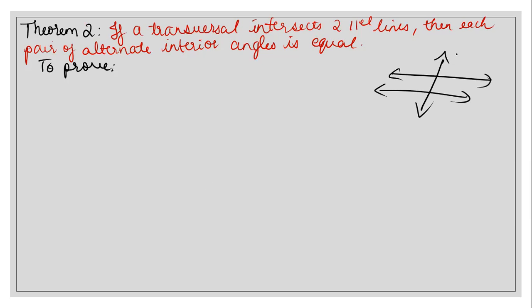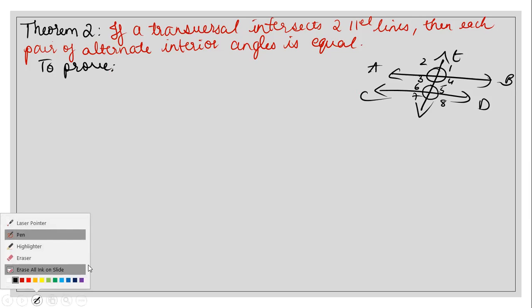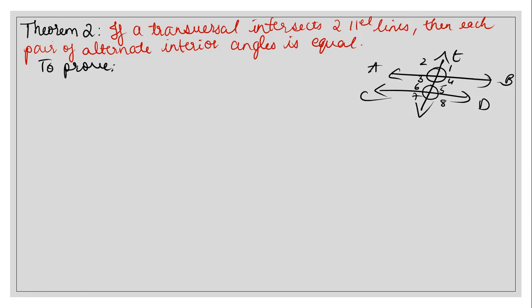So we have, let's say, transversal T. We have two parallel lines AB and CD. Let's name the angles 1, 2, 3, 4, 5, 6, 7, and 8. Okay, so what do we have to prove here?